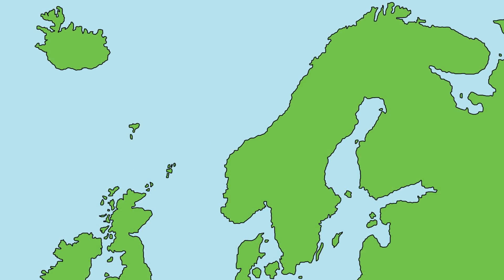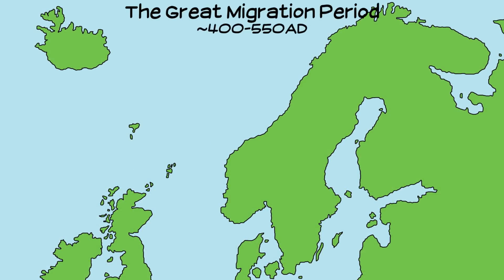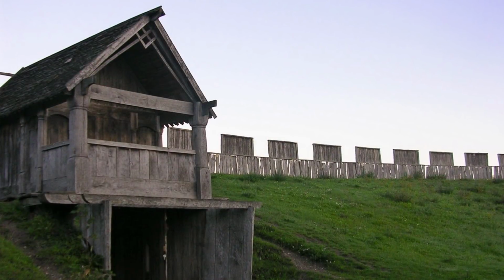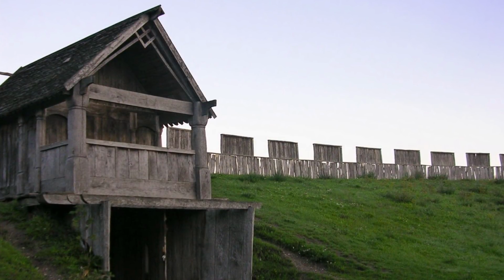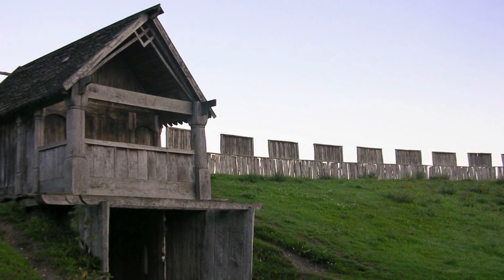Their power only increased as the Great Migration period between 400 and 550 AD saw many Germanic tribes migrate northwards, and the locals wanted more protection, resulting in the first usage of simple fortifications and further centralization of power within the local chieftains.